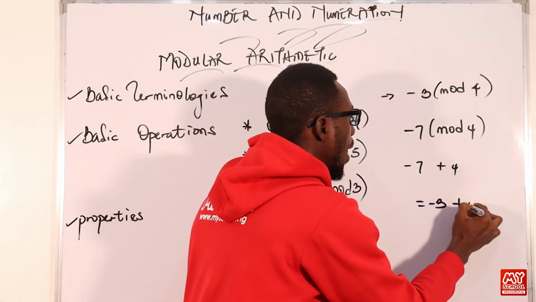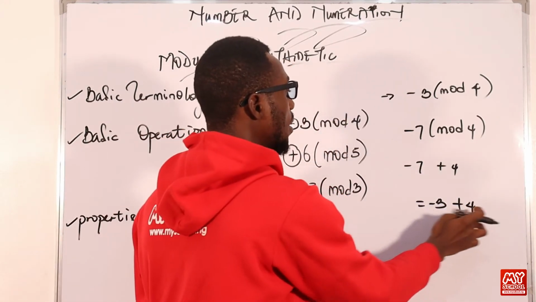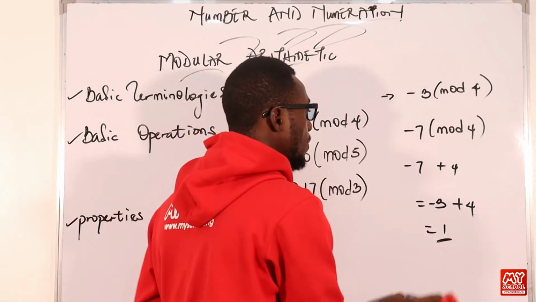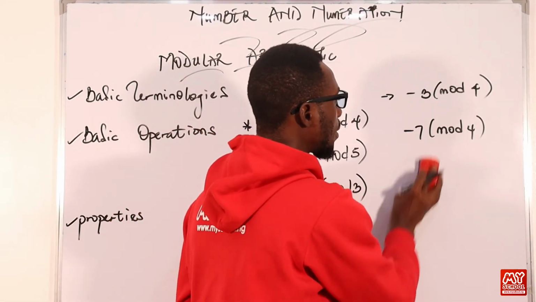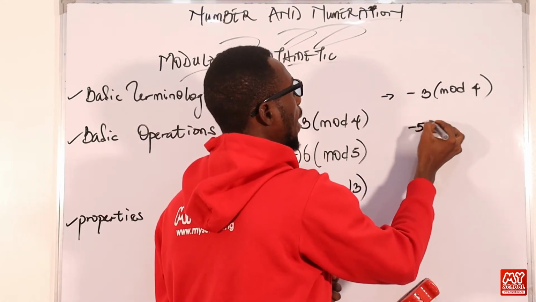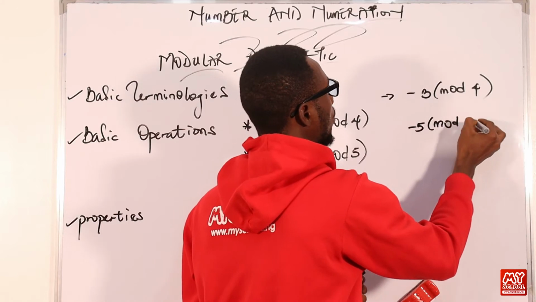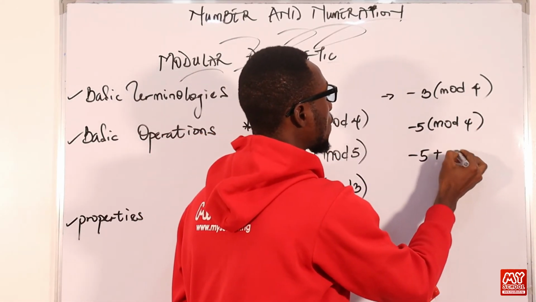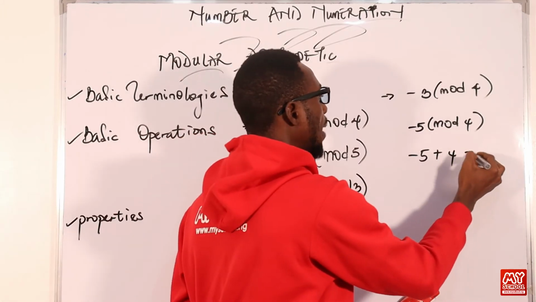So what do we do? We still have this. So minus 3 plus 4, that gives you 1. Okay, so what if I have, let's say, minus 6 or minus 5? If I have minus 5 in modulo 4, how do I bring it in correctly? So that will be minus 5 plus 4. That gives me what? Minus 1.